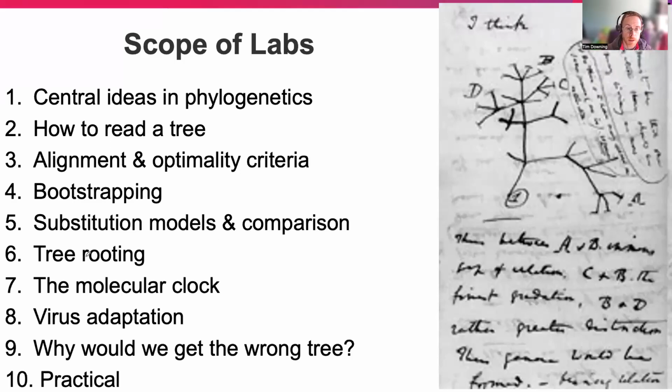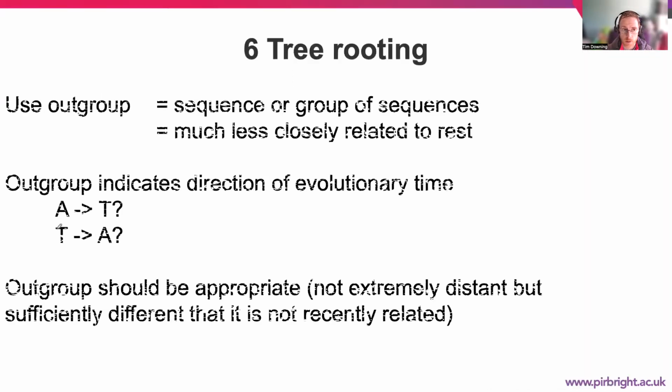Welcome to video 6 in our course G07 on phylogenomics. In this video, we're looking at rooting phylogenetic trees using two major methods. So the first method uses an outgroup.